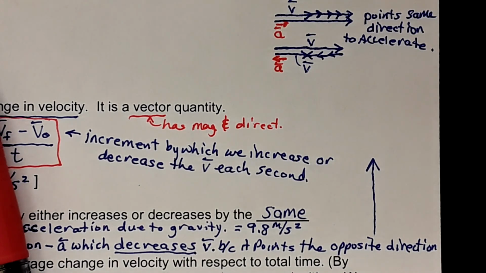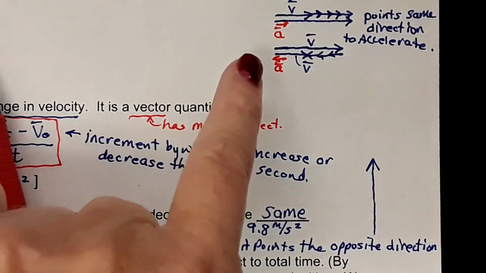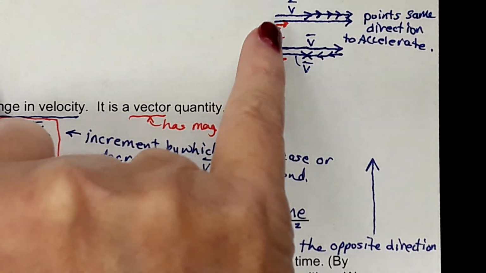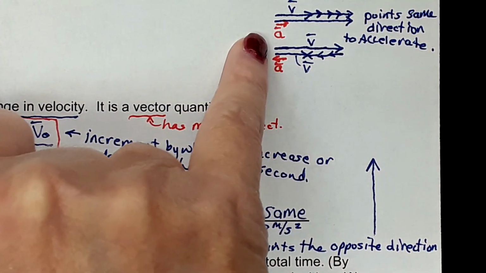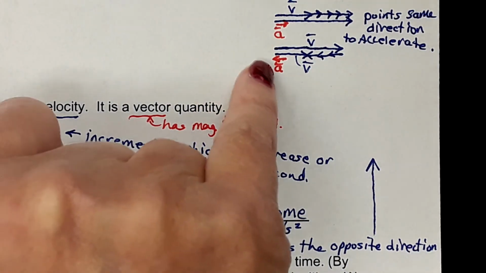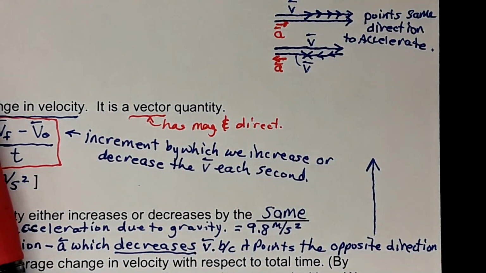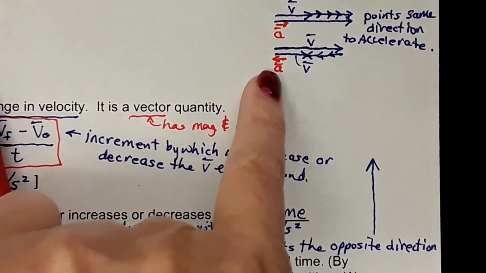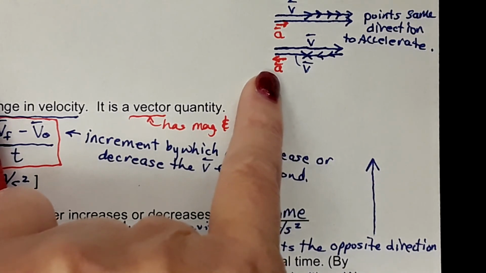Okay? So acceleration and deceleration are actually both acceleration. It's just that when you want to speed up, they have to point the same direction. When you want to slow down or decelerate, they have to point the opposite direction. I hope that helps explain acceleration versus deceleration. Be very careful about calling a deceleration a negative acceleration.